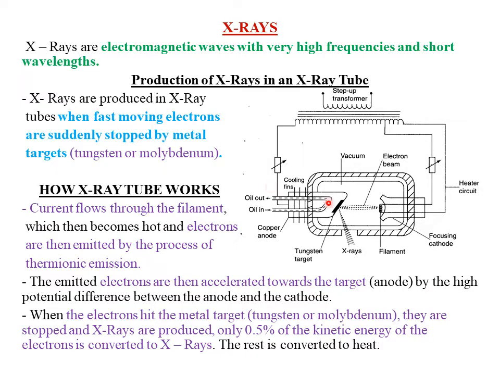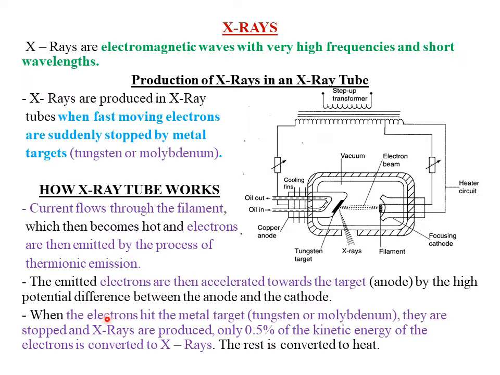There is usually a high potential difference between this particular anode and of course the cathode here, so as to create a very large potential difference that is going to attract, or simply accelerate, the electron beam, so that we find X-rays which have better quality and quantity. So the emitted electrons are then accelerated towards the target, or simply the anode, by the high potential difference between the anode and the cathode.